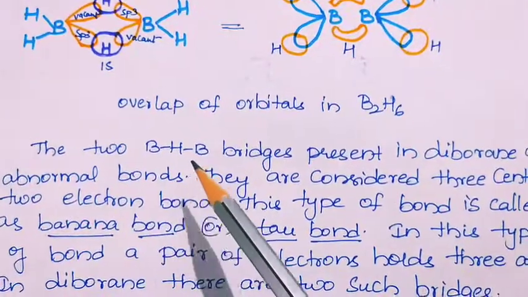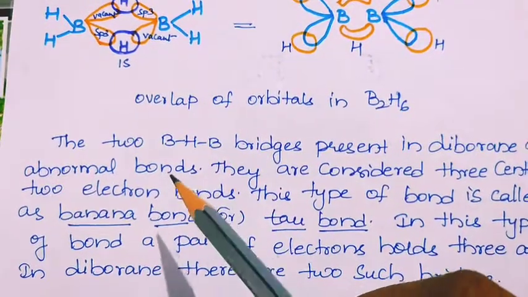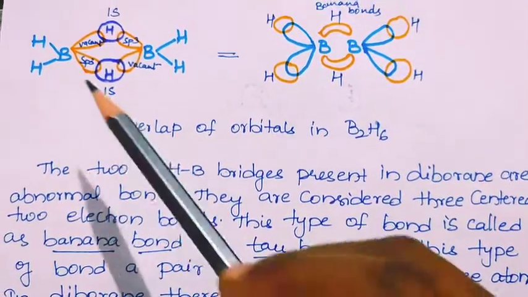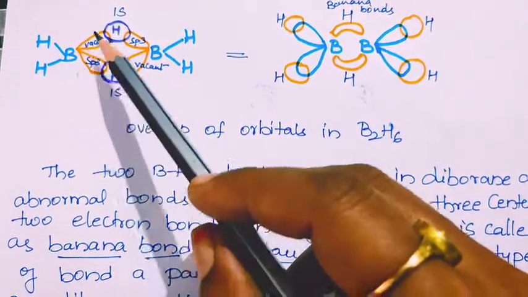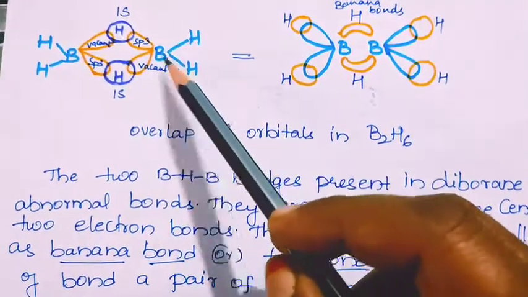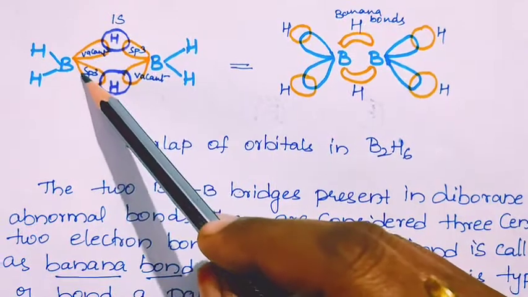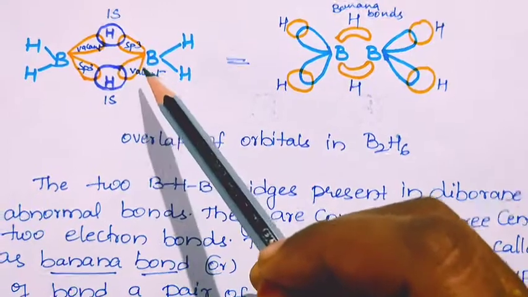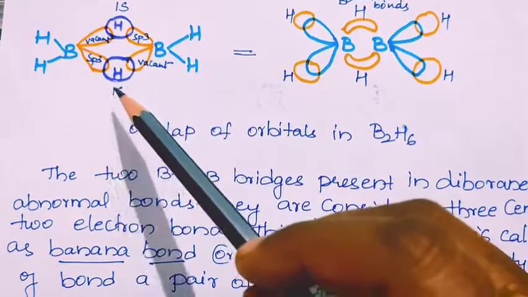The 2 BHB bridges, boron hydrogen boron bridges present in diborane, are abnormal bonds. They are considered 3-centered 2 electron bonds. So here 3 atoms with 2 electrons are forming the bond between 3 atoms, boron, hydrogen and boron, but there are only 2 electrons. One of the orbitals is vacant. You can see below also, here 1 orbital and the other orbital, electrons are present, and one of them is vacant. So 3 atoms and 2 electrons.